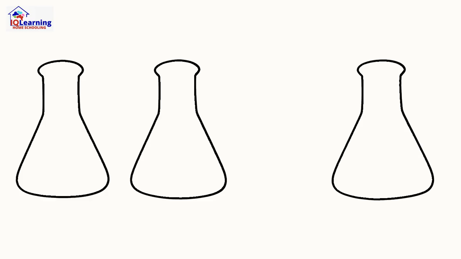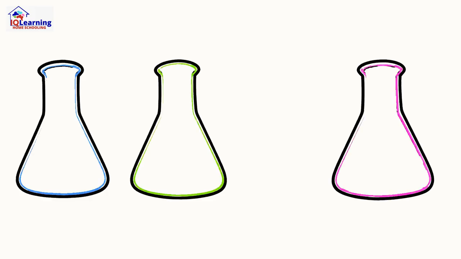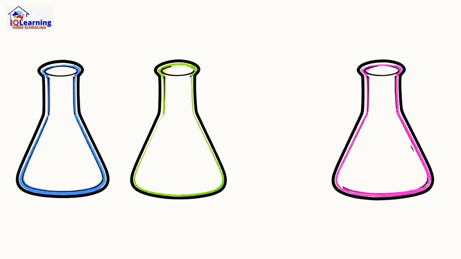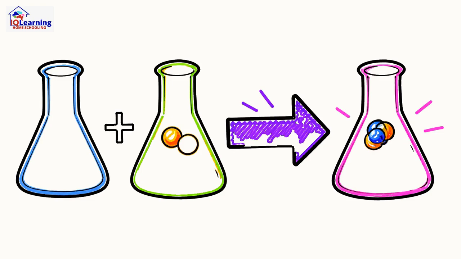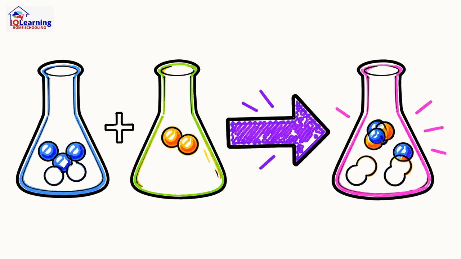Chemists write this rule using equations. The starting ingredients, or reactants, are on the left. The final result, or products, are on the right. An arrow between them simply means reacts to produce. It's like saying flour plus eggs yields a cake.